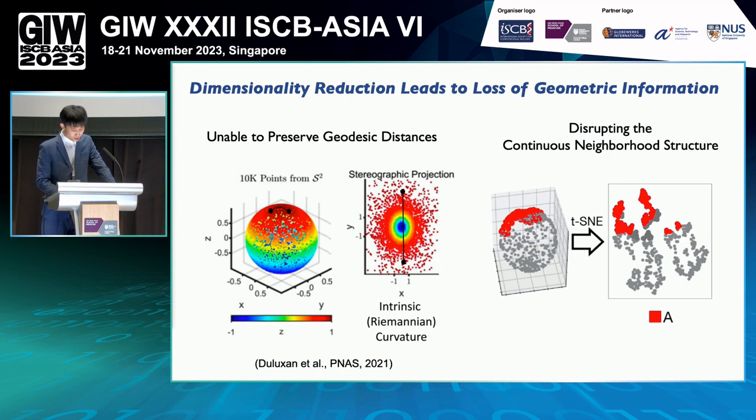Additionally, dimensionality reduction can disrupt connectivity. When we use t-SNE to reduce the dimensionality of the connected component A from the sphere onto a 2-dimensional plane, the connected A becomes disconnected into several parts.